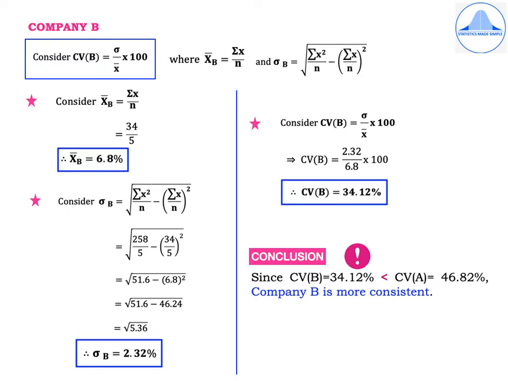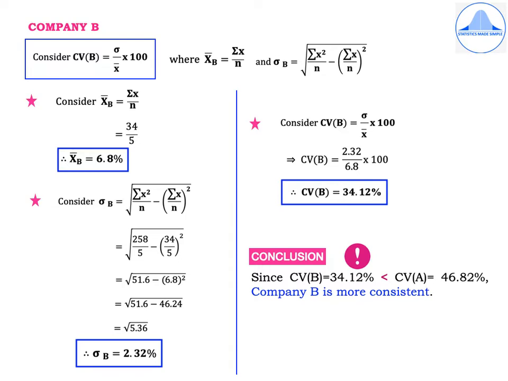Then consider sigma B, which is root of summation x square by n minus summation x by n the whole square, which is root of 258 by 5 minus 34 by 5 the whole square, which is root of 51.6 minus 6.8 square, which is equal to root of 51.6 minus 46.24, which is root of 5.36. So you get sigma B equal to 2.32%. Now calculate CV of B using the formula sigma by x bar into 100, which is equal to 2.32 divided by 6.8 into 100, or CV of B is equal to 34.12%.